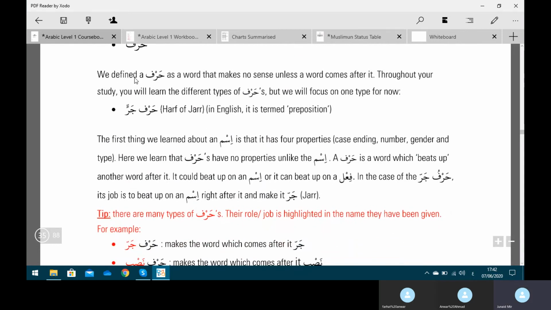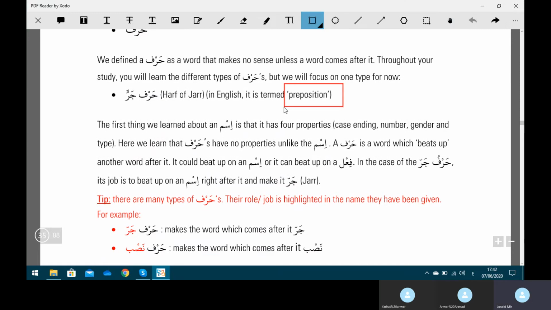So we defined, I'm going to read through this. We defined a harfun as a word that makes no sense unless a word comes after it. Throughout your study, you will learn the different types of harfs, but we will focus on one type for now. What is this? Harfu jarin. Harf of jar. In English, it's called preposition.